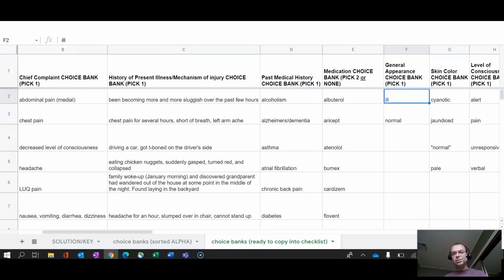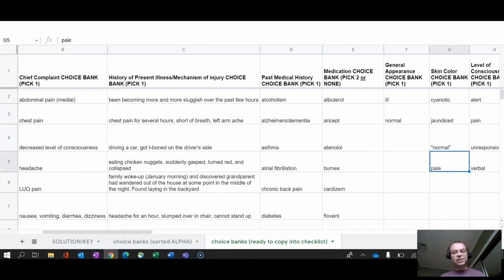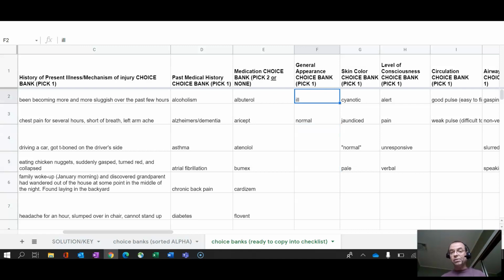So check this out. For example, general appearance, the kids only have two choices when they build their own case study. So let's say the student's been assigned either myocardial infarction or asthma or right side CHF, left side CHF. Doesn't matter what it is. The only two choices they're going to have for general patient appearance are ill or normal. The only four choices they're going to have for skin color are cyanotic, jaundiced, normal, whatever normal is for that patient, or pale. So there are no duplicates here, and what that means is that we can make drop-down boxes or we can make choices on that prefix menu very easily.